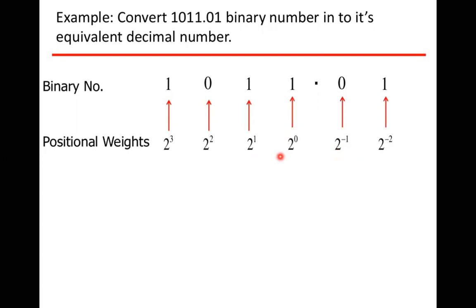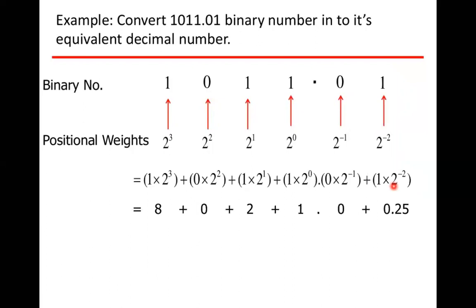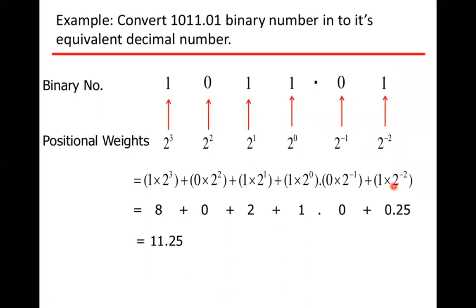Now just multiply: 1 into 2 to the power of 3, 0 into 2 to the power of 2, 1 into 2 to the power of 1, 1 into 2 to the power of 0, and sum up all these numbers. This is the binary point. Then 0 into 2 to the power of -1, and this is the least significant bit, 1 into 2 to the power of -2. If you sum up everything, this comes to 8 plus 0 plus 2 plus 1, plus 0 plus 0.25. So this is 11.25, and that is the decimal.